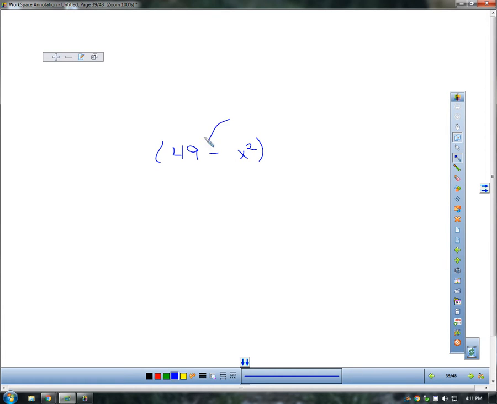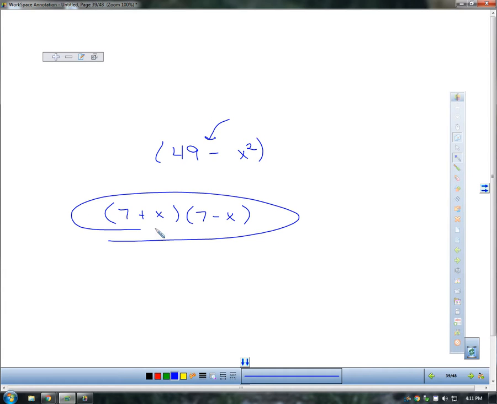This one has a subtraction symbol, so I can actually work this one further. And remember, this is on your formula chart. It tells you to do the square root of the front, which is 7. Have a plus sign and a minus sign, then do the square root of the back. Square root of x squared is just x. There's your answer.